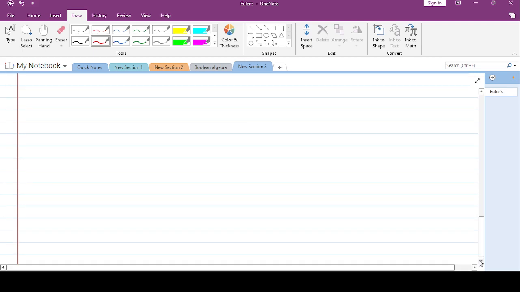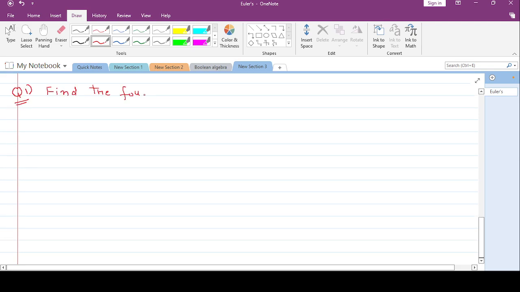Okay, so we now solve some questions. Questions of this type are very easy. So question number 1, find the Fourier series expansion of f of x equal to x in the interval minus pi to pi.